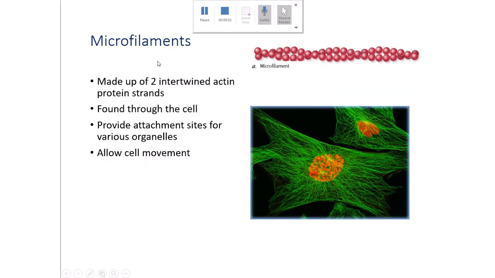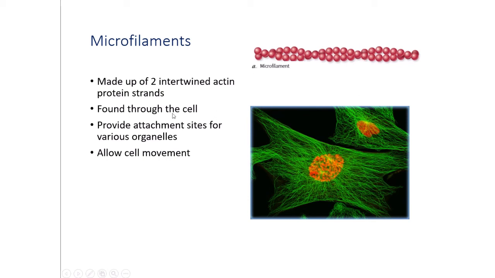Let's begin with microfilaments. Okay, microfilaments are made up of two intertwined actin protein strands. So these circle balls, they are a protein called actin. In fact, we have a lot of actins in our muscle. We mentioned this earlier in lecture 2. Muscle is made up of primarily two proteins, right? Actin and myosin. And so it turns out actins also make these microfilaments. So you have two long actin protein strands, and they are kind of braided together like that.